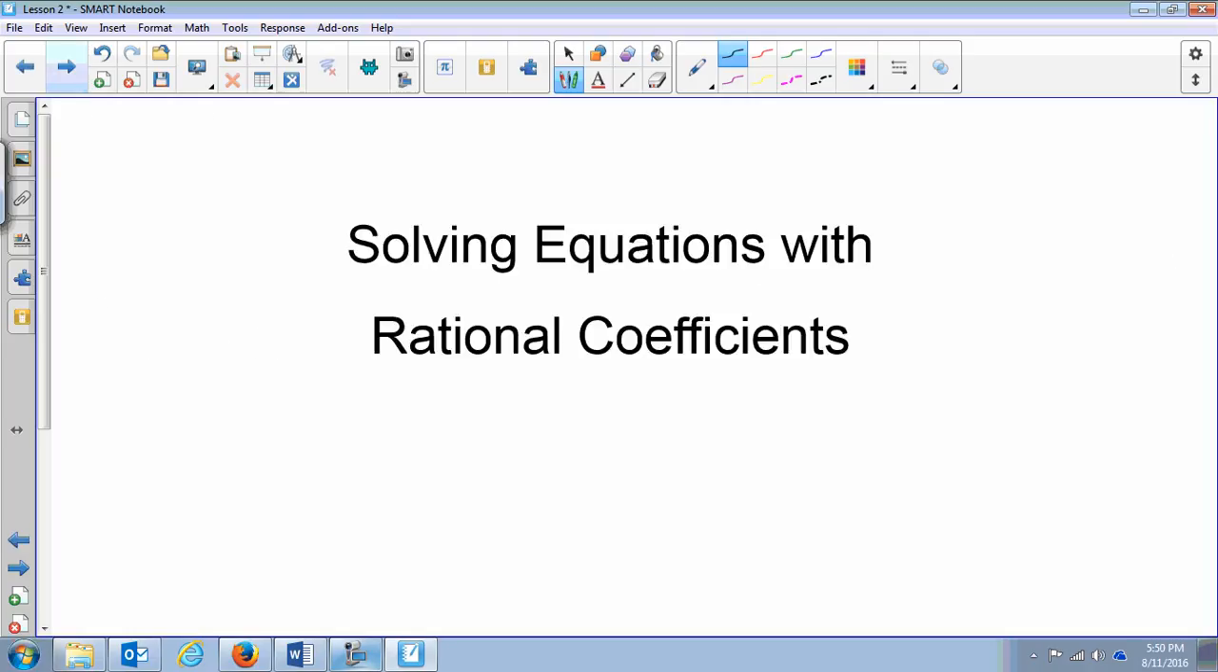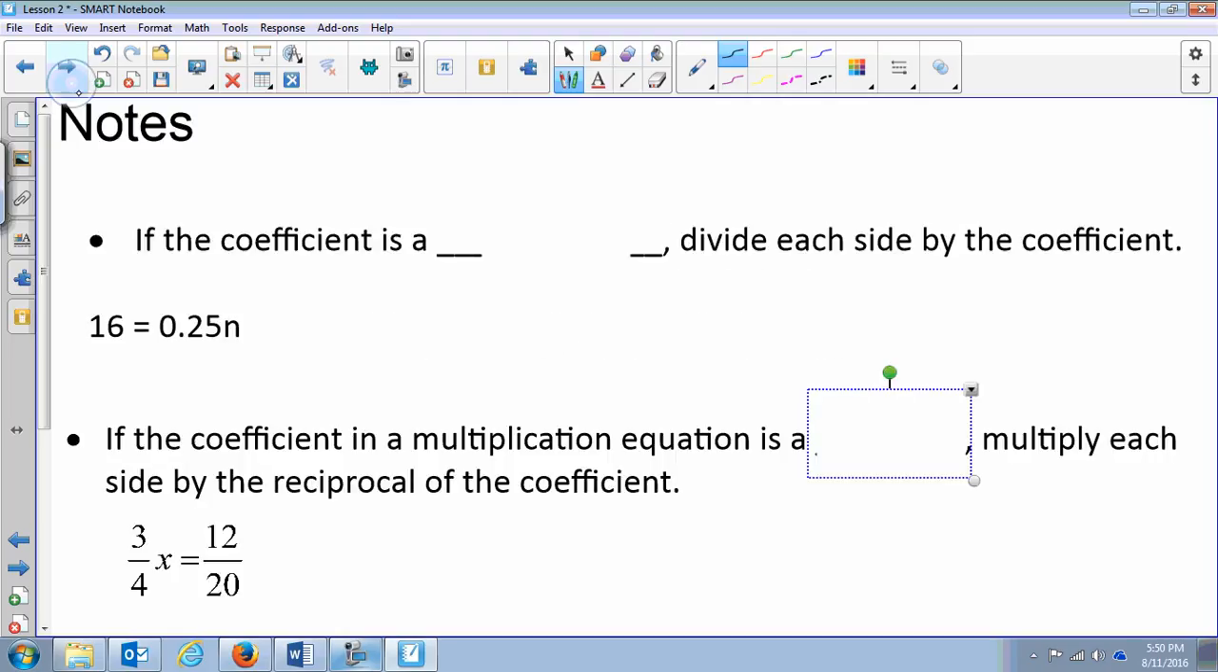Today's lesson is going to be solving equations with rational coefficients. If the coefficient is a decimal, we're going to divide each side by that coefficient. So the coefficient is the number in front of the variable. So the number in front of my variable is 0.25, which happens to be a decimal.